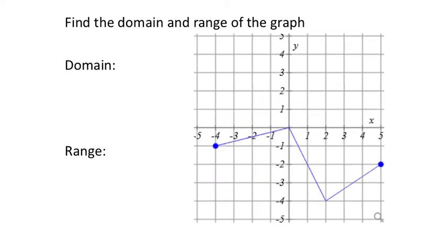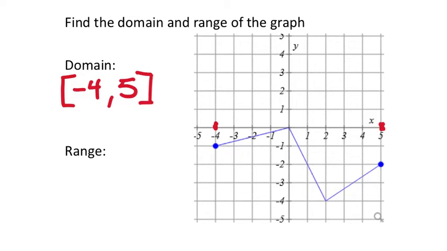The domain and range. So the domain is my x values. I can see the furthest left point I have here goes as far to the left as -4. It is a closed circle, so I'm going to include that in the domain. The furthest to the right it goes is 5. So I have a comma, 5. It also is a closed circle, so it's another square bracket.